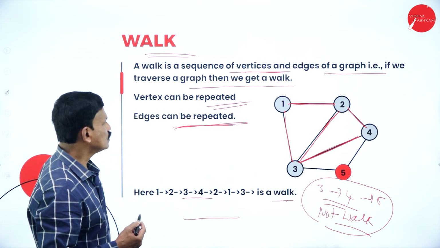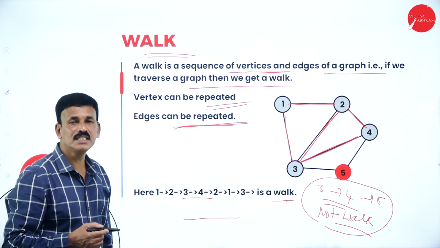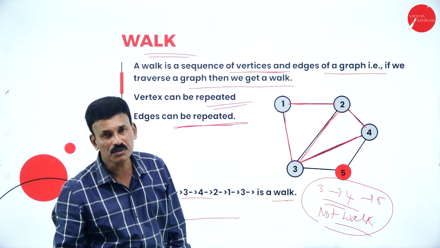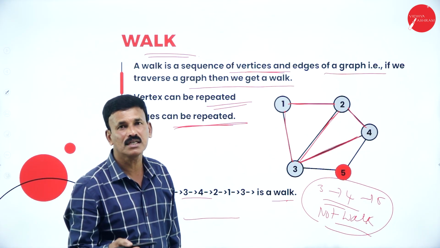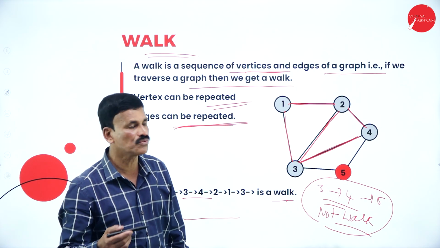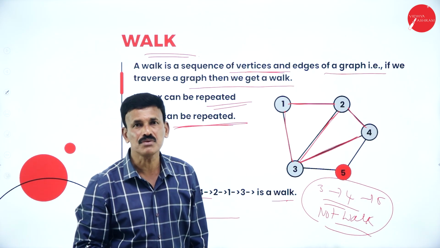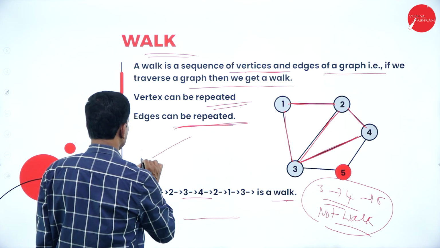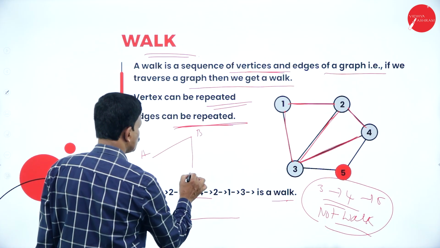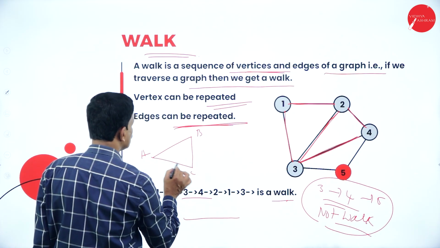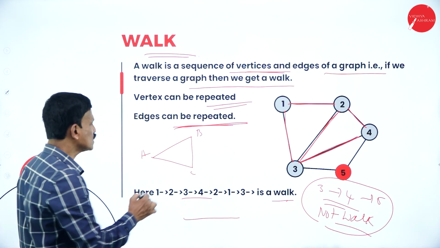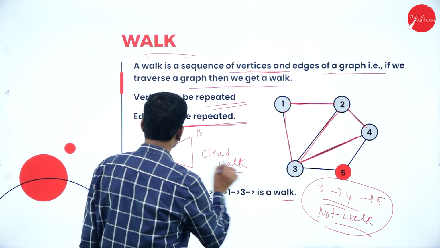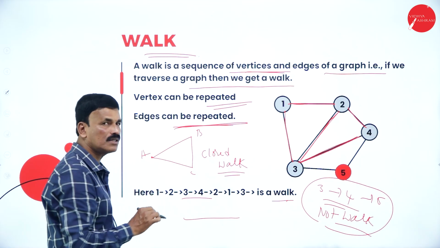Right. Now, if the starting point and the ending point of the walk are the same, then the walk is called a closed walk. Suppose it goes A to B, B to C, and C to A, then this is a closed walk. This is an example for a closed walk, since the starting point and the ending point are the same.